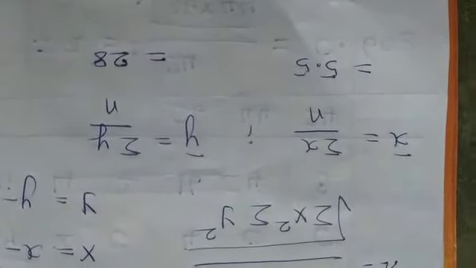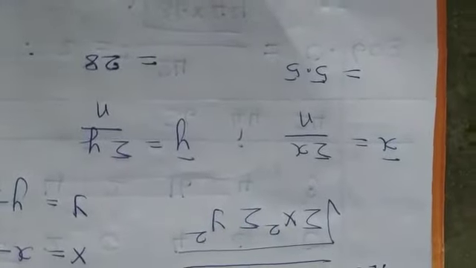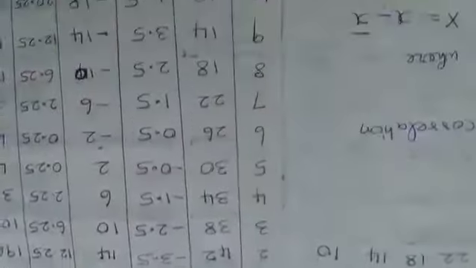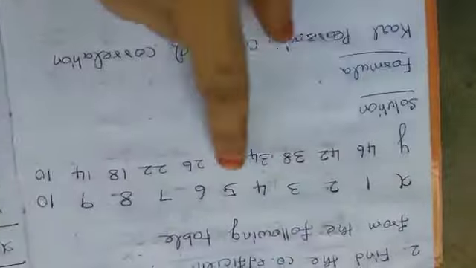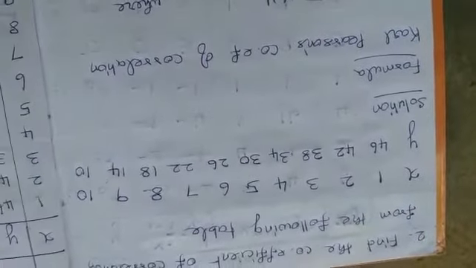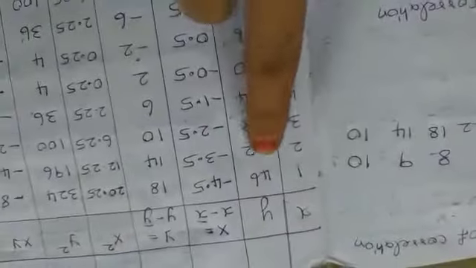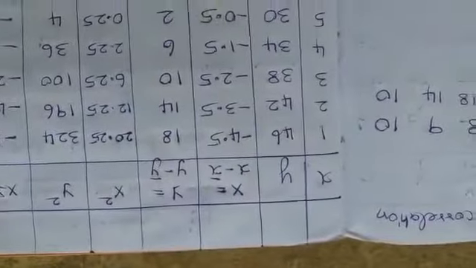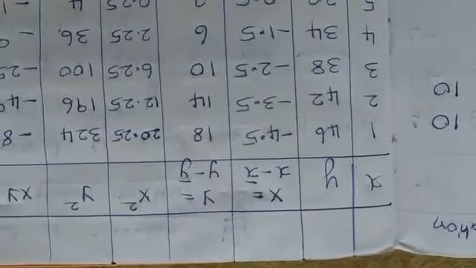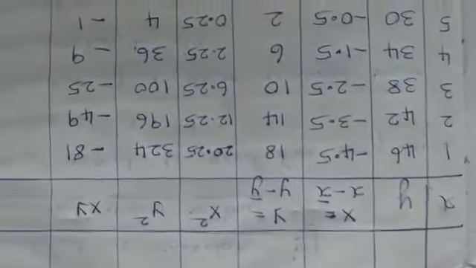So x bar is the arithmetic mean of x, summation x by n. So add all the values of x and divide it by 10, because n is 10 here. 10 values you are having, so n is 10. So add all the values of x. So x bar is 5.5 and for y bar, add all the values of y and divide by 10, so y bar is 28.